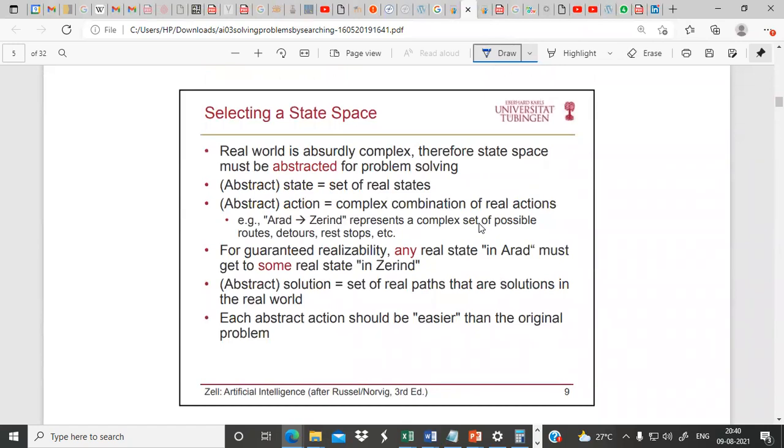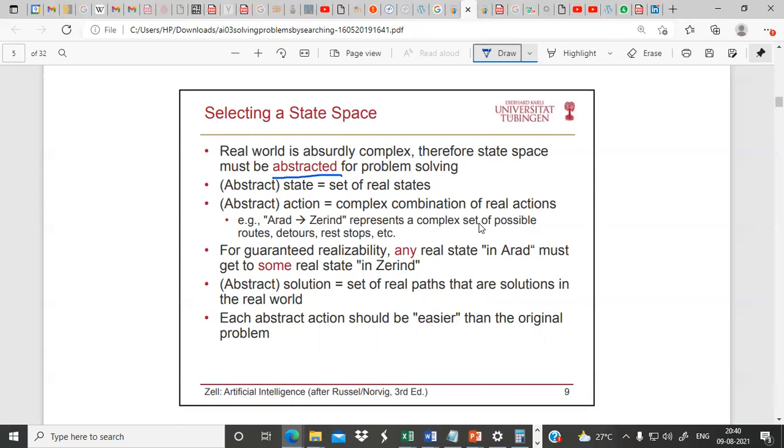In this problem of identifying the route from Arad to Bucharest, we have abstracted the real world problem. Abstraction means leaving the details, or not getting into the details. All the details we ignored, and we have taken only the core problem, that is called abstraction.